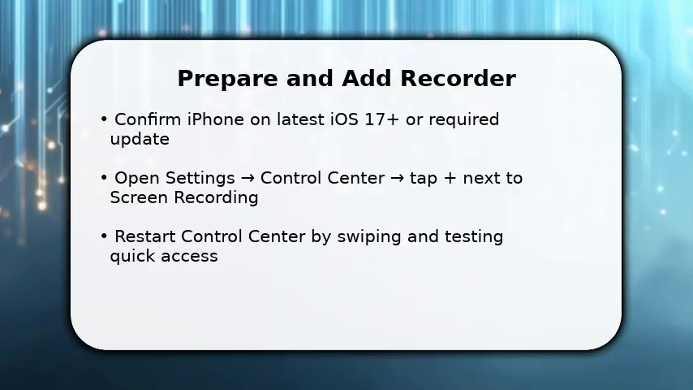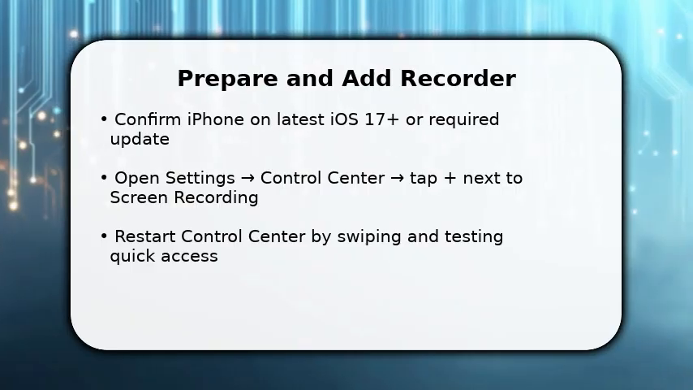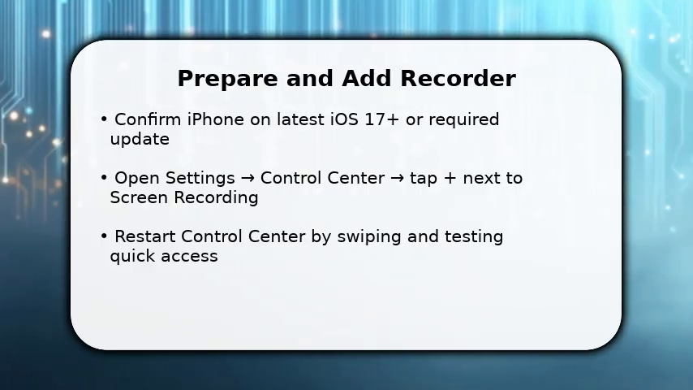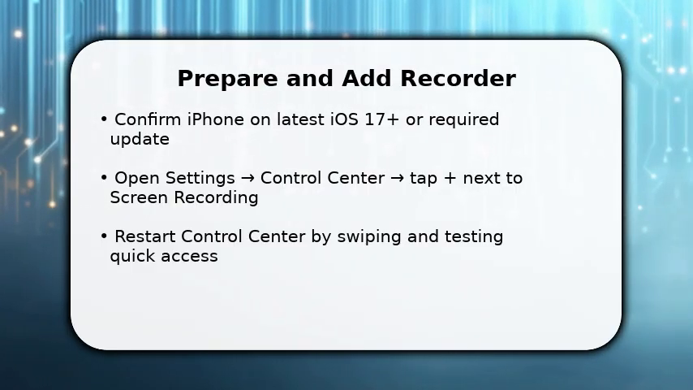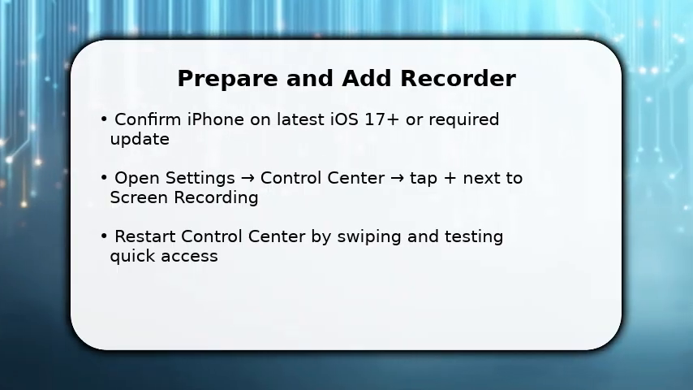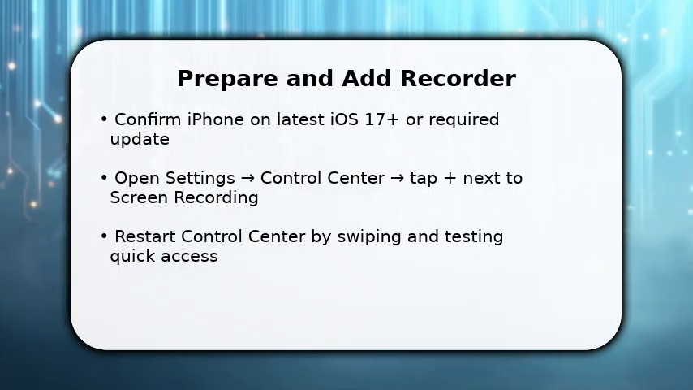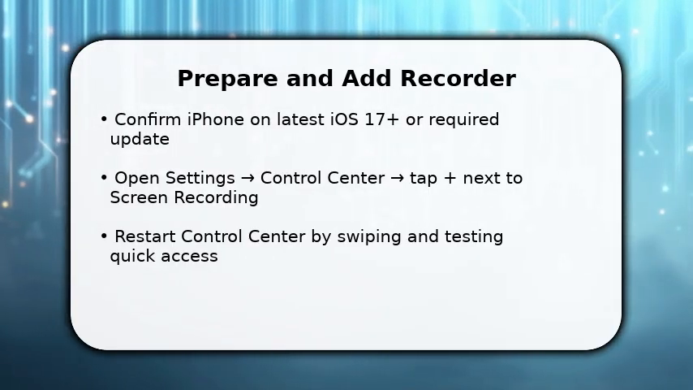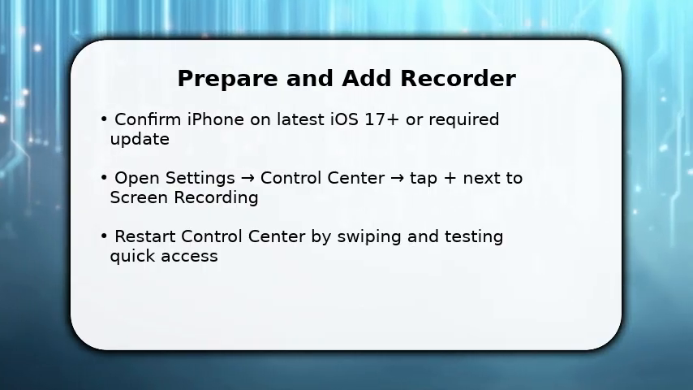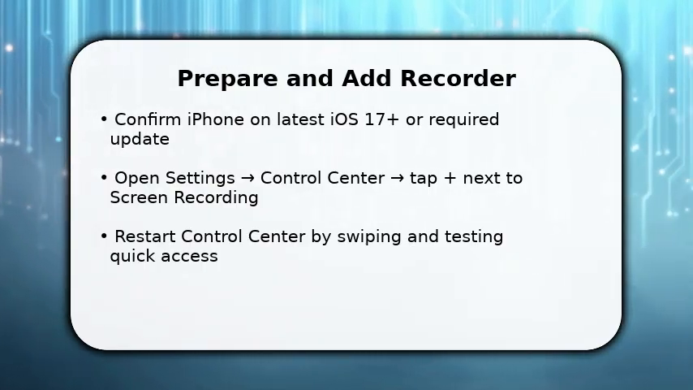You start by confirming your iPhone is on the new update. This ensures the native recorder behaves correctly. Once done, open Settings, go to Control Center, and add screen recording by tapping the plus icon. That makes the control appear instantly. Make sure you restart the Control Center by swiping to refresh the UI.